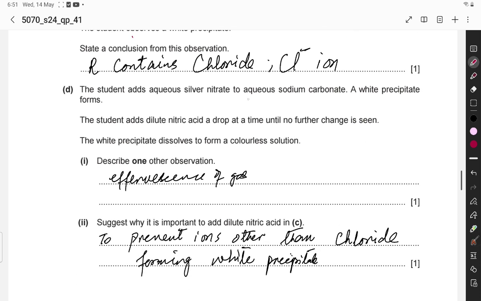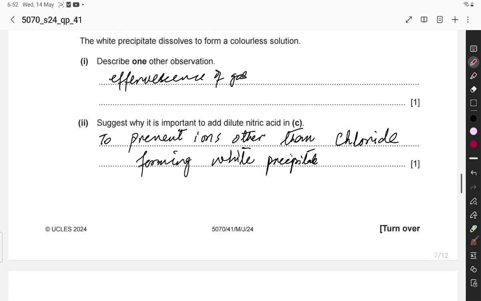The student adds aqueous silver nitrate to aqueous sodium carbonate. A white precipitate forms. The student adds dilute nitric acid a drop at a time until no further change. The white precipitate dissolves to form a colorless solution. So silver carbonate is formed as a white precipitate, and sodium nitrate in aqueous solution. When we add dilute nitric acid, effervescence of gas can be seen. Suggest why it is important to add dilute nitric acid, to prevent ions other than chloride forming a white precipitate.